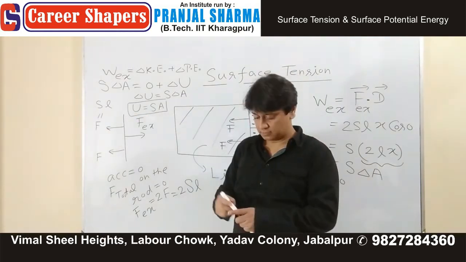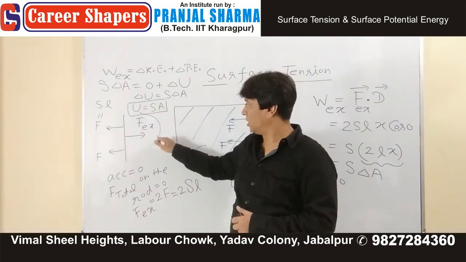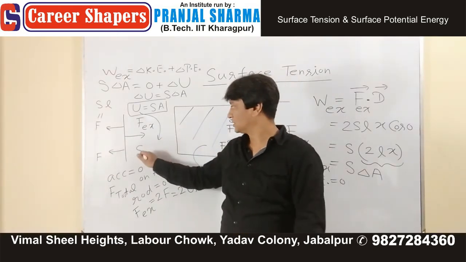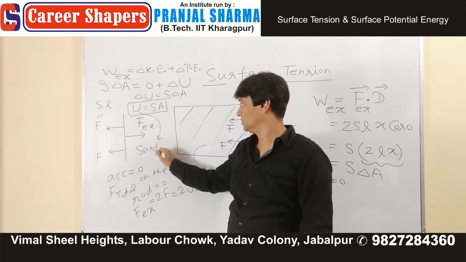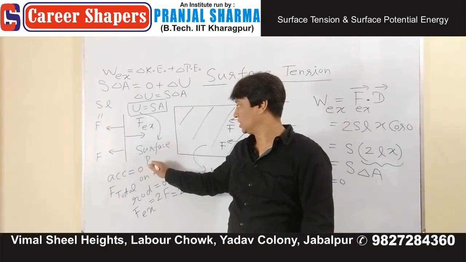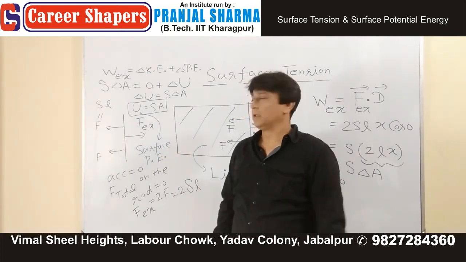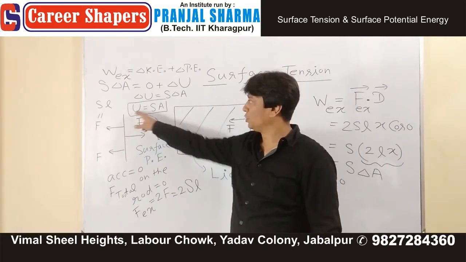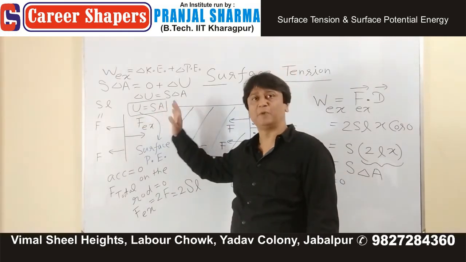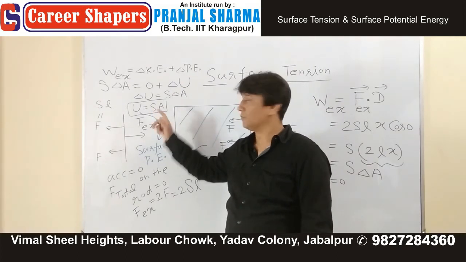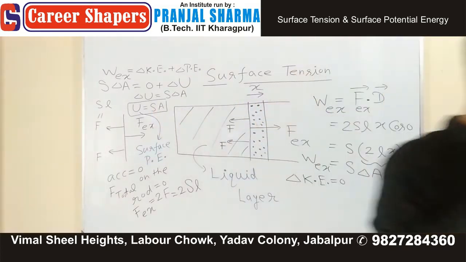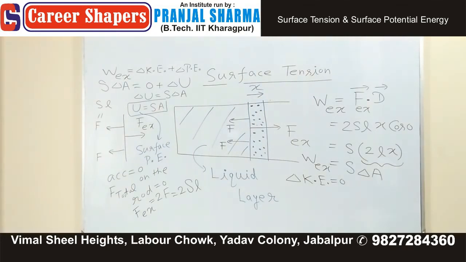This U is called, which is the heading of the article, surface potential energy. If you understand up to this point, U equals SA, everything completely, then write it down in the comment box. And if you are confused, just tell me what your confusion is. And in that line which you left, write down the heading now, surface potential energy.